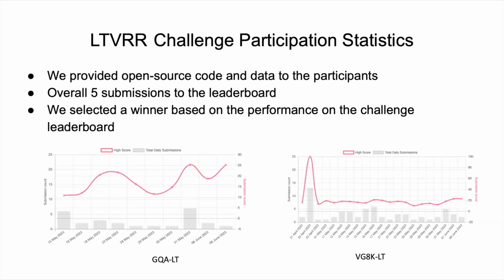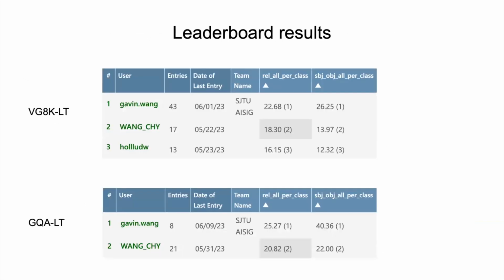In our challenge, we have provided all the open-source code and data to the participants. Finally, there are overall 5 submissions on our leaderboard. We selected one winner based on their performance on these two benchmarks. Here is the result. On these two benchmarks, there is one winner team, which is Gavin Wang. Their team has achieved the best performance on both benchmarks. So they are the winner of our challenge.